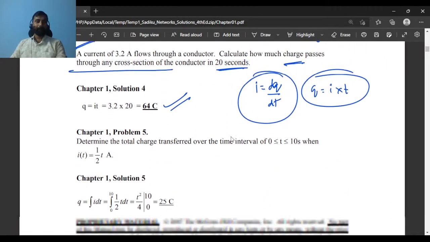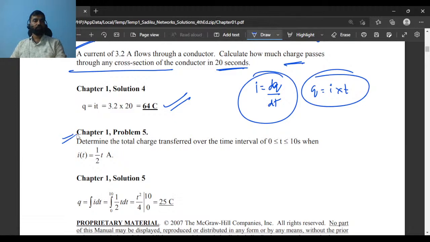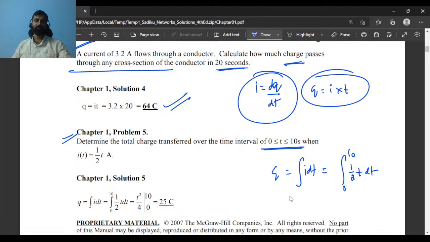Okay, and the next problem is problem number 5. Determine the total charge transferred over the time interval. Now they have given a time interval, and you have to find the charge. They have given the time interval so that you could put the limits of integration. So q is the integration of I dt, and the integration will be from 0 to 10, and current is also a function of time, that is 1 by 2 t dt. So this is just a math problem, I'm saying.